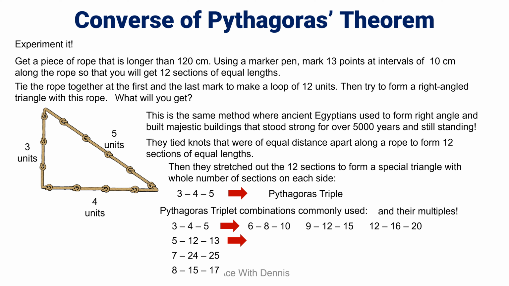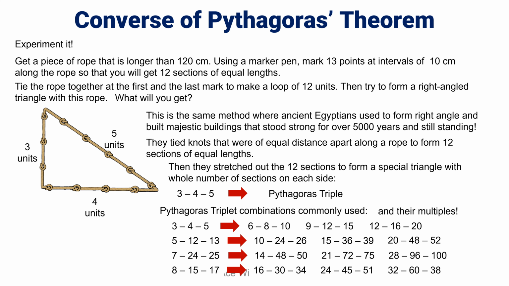Like 5, 12, 13, multiplied by 2, we'll get 10, 24, 26. If multiplied by 3, we get 15, 36, 39. Multiplied by 4, we get 20, 48, 52. Similar for the other two Pythagoras triplets, and these combinations we'll get.